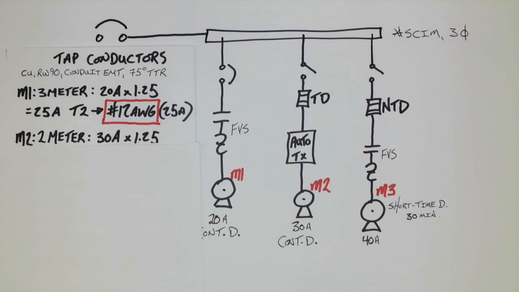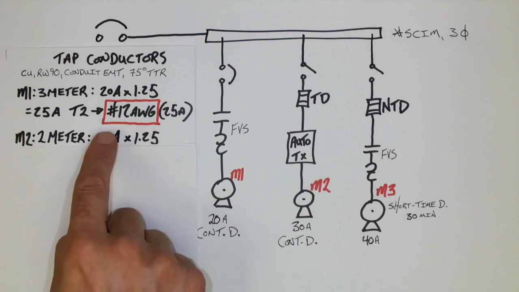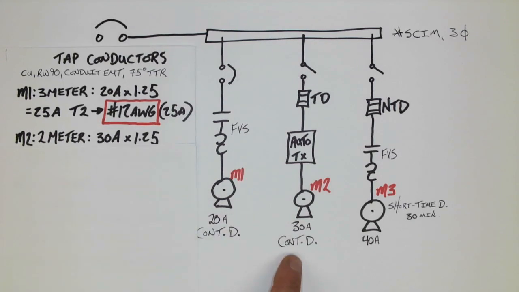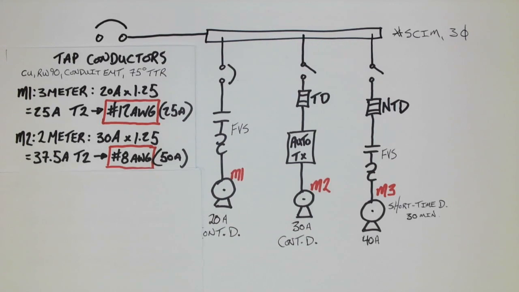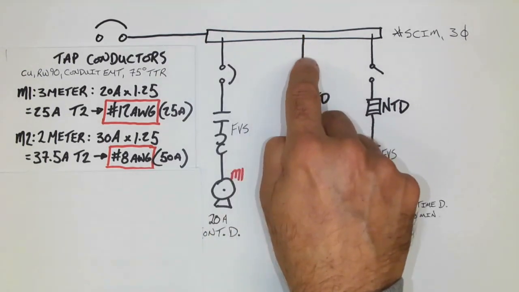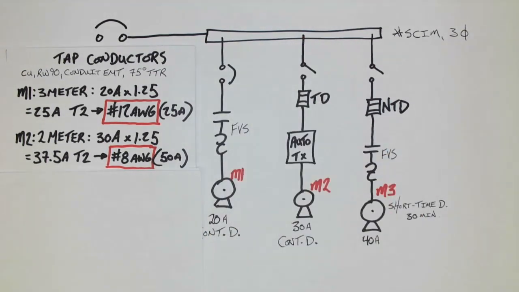Motor 2, I'm going to say, is also quite short in length. The tap conductor is very short. It's 2 meters, and that again means that the 30 amps times 1.25, being that it is continuous duty, is all we need to do in order to validate the size of the tap conductor. Now again, the conductors that we're calculating are here and here. The next motor has a longer tap length.